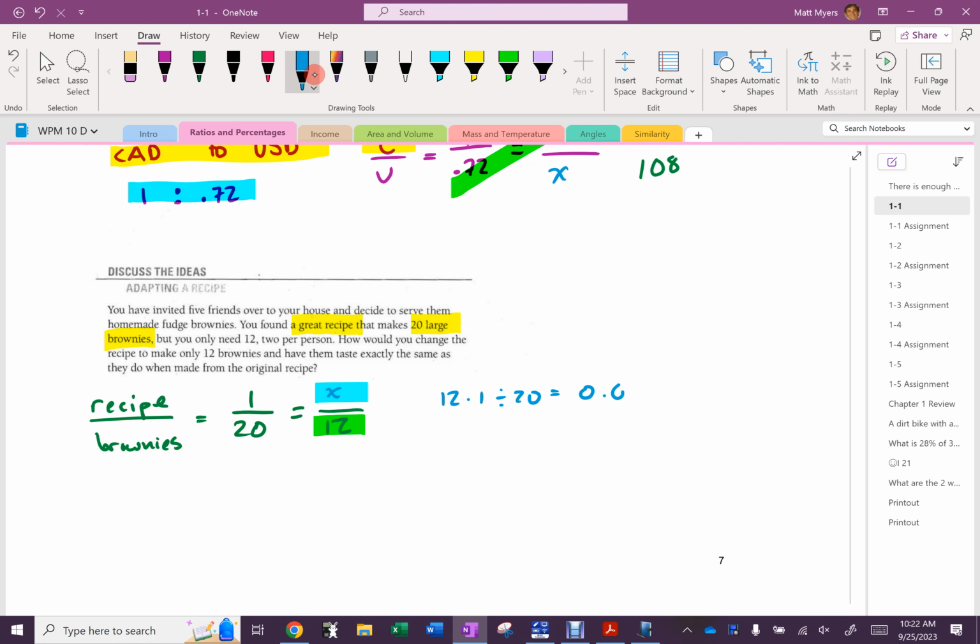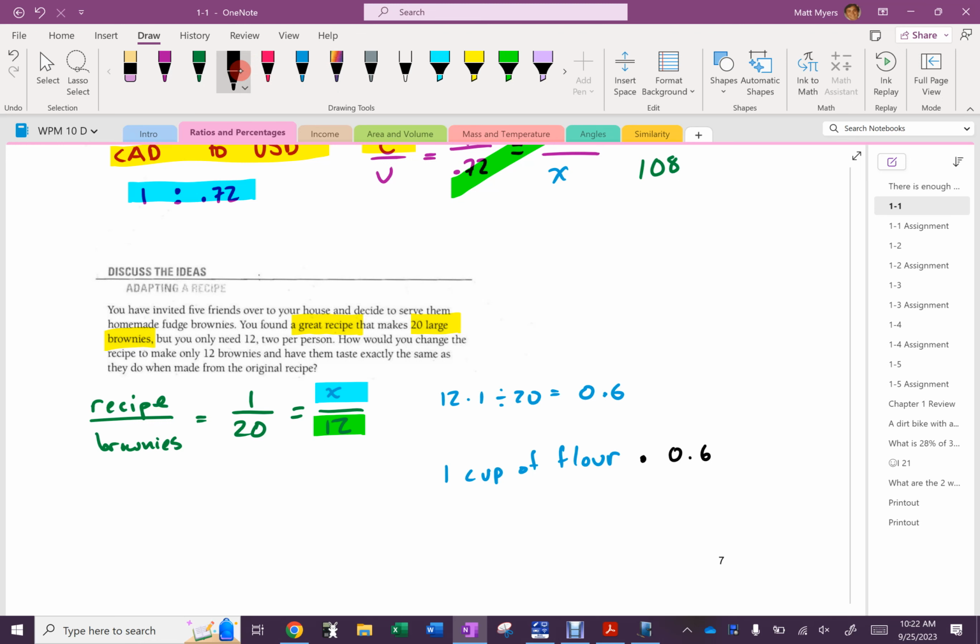I get 0.6. So what does that mean? Everything in the recipe has to multiply by 0.6. That's how you do it. So if I needed 1 cup of flour, what would I do to 1 cup of flour in the original recipe? I would have to multiply it by 0.6. That's how we use proportions and ratios in real life. Is everybody good?